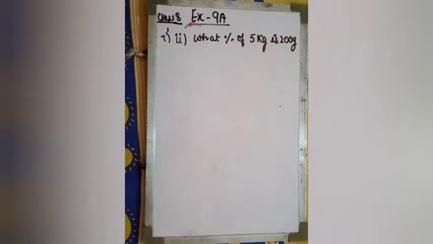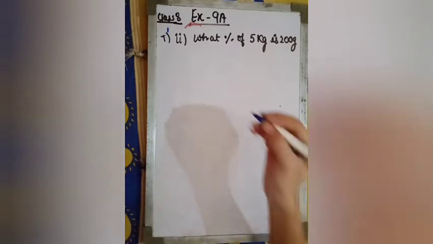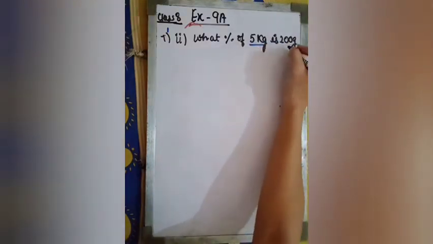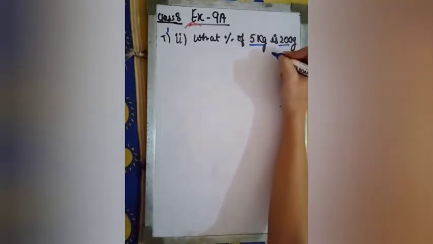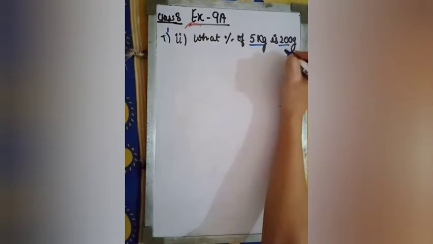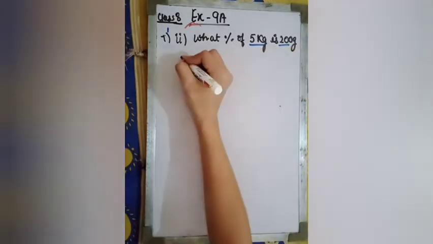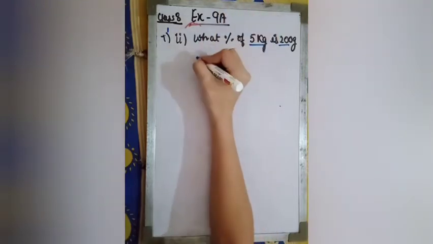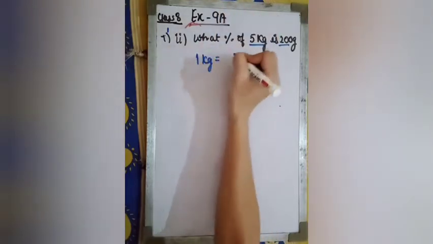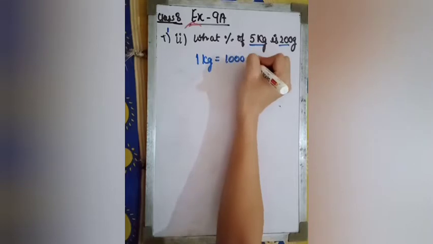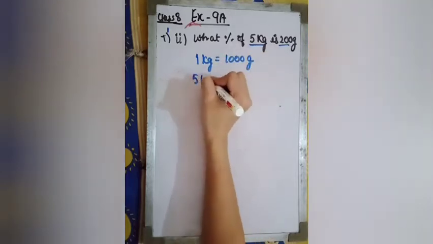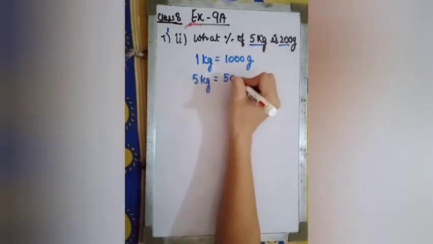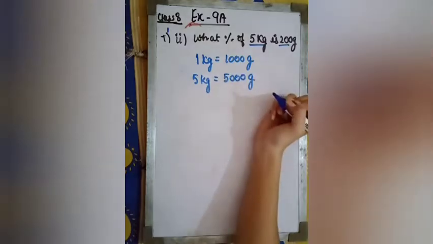So that means the total amount is 5 kg. उसका पार्ट कितना है? 200 grams. Now this is in grams and this is in kg. So these are two different quantities. First we convert this kg into grams. Okay. We know 1 kg equals 1000 grams. So 5 kg will be equal to 5000 grams.